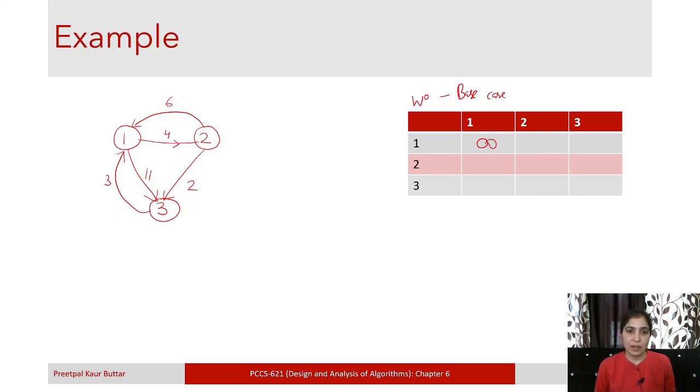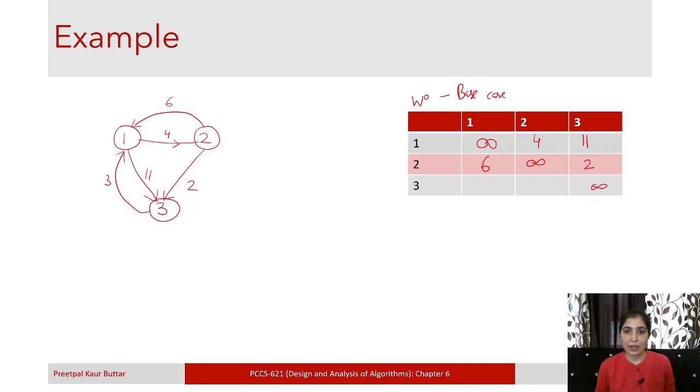Similarly, there are no self loops, so all the diagonal elements can be infinity. 2 to 2 infinity, 3 to 3 infinity. Then 1 to 2 there is a direct edge with value 4. Then 1 to 3 there is a direct edge with value 11. Then let us look at this row. 2 to 1 there is a direct edge with weight 6. 2 to 3 there is a direct edge with weight 2.